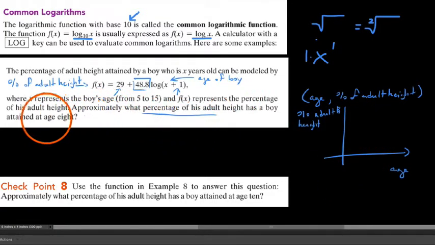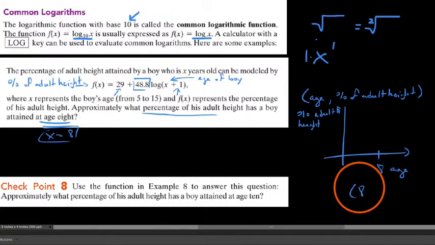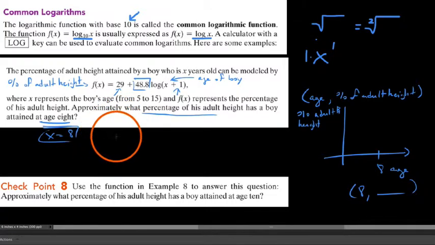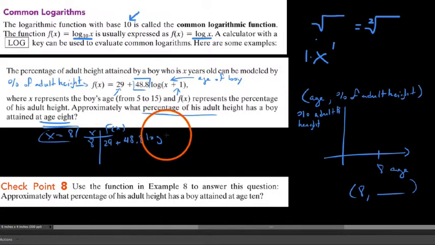But what we want to do is this. We've been given here an age, so we know the x value. Essentially, what we're getting here is the x value 8. And what we want to do is plug that into our function, and find out, well then, hey, what would be the percentage of the adult height? The good news is we have a calculator that's going to do it for us. We're just going to maybe make a table of values here. We say x, f of x, and we're going to plug in 8 into our function here. So we get 29 plus 48.8 common log of x plus 1, and our x value here is 8, ocho.